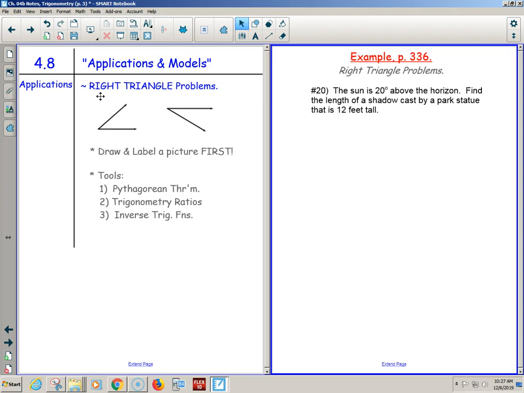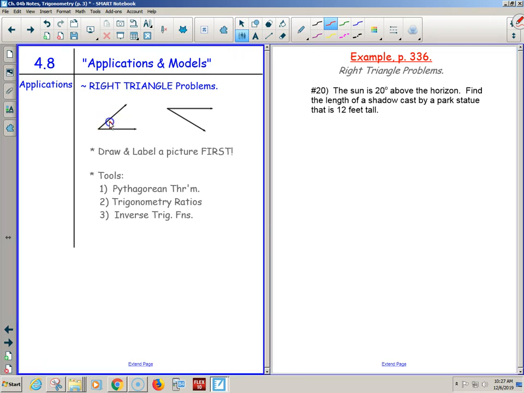What are you looking at? Right triangle problems. I was going to come back. I was just seeing if you guys already know right angles either. Oh, well, here's the problem.